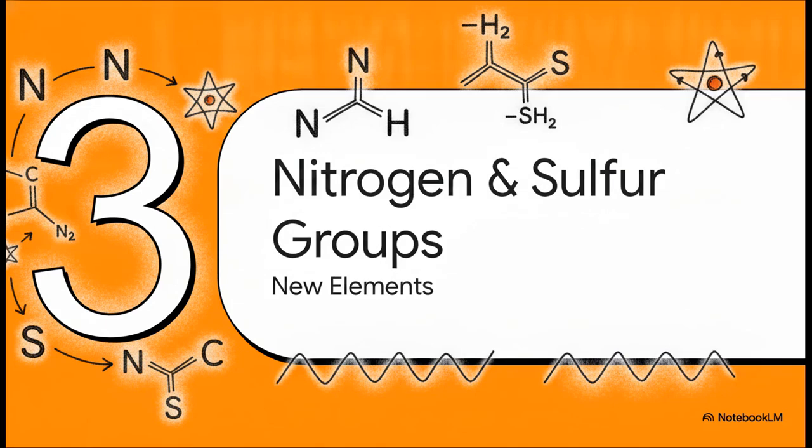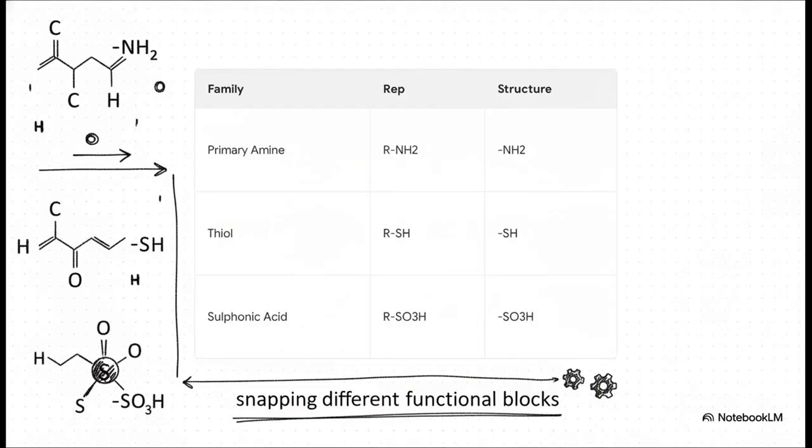All right, section 3, nitrogen and sulfur groups. So oxygen obviously isn't the only player in this game. Let's step up the complexity a notch and see what happens when nitrogen and sulfur join the party. When the hydrogen of an alkane is replaced by an amino group, an NH2, we get a primary amine, written as RNH2.